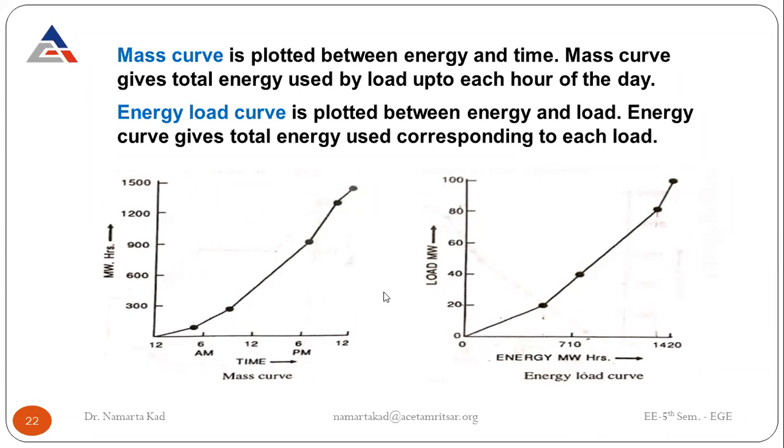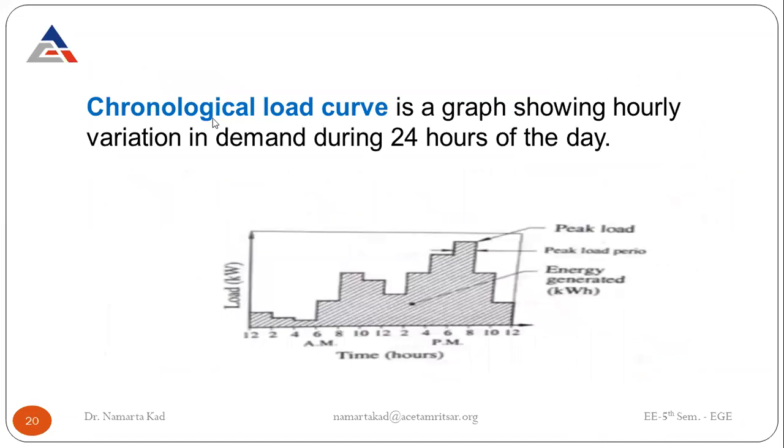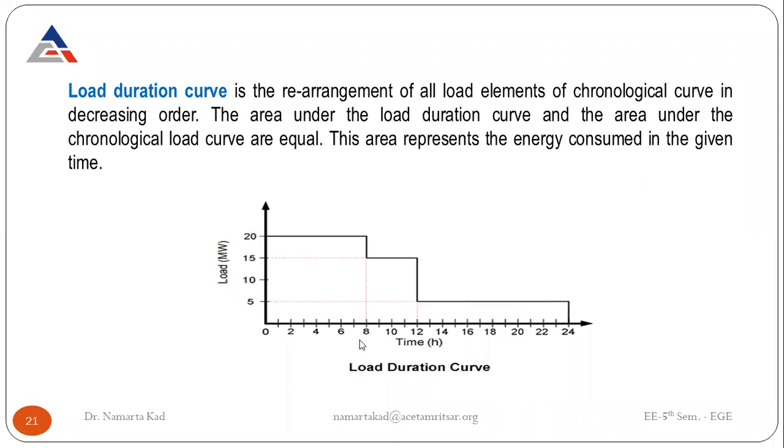Okay, so we have studied the four types of curves. One is the chronological load curve between load and time, and the time format is 12 midnight, 12 noon, 12 midnight. Then there is the load duration curve, which is a rearrangement of load elements of the chronological curve in decreasing order. That means the highest load is plotted first, then decreasing and so on. Here the time format is 0, 2, 4, 6, 8, 10, 12 and up to 24. So this is the format for the load duration curve.